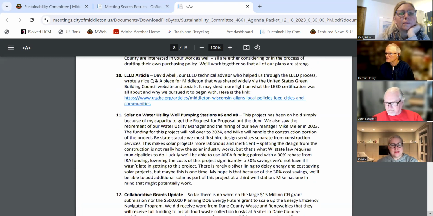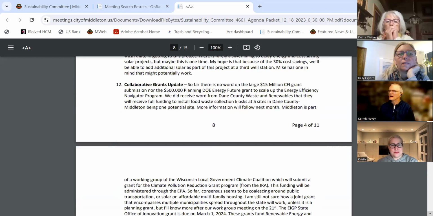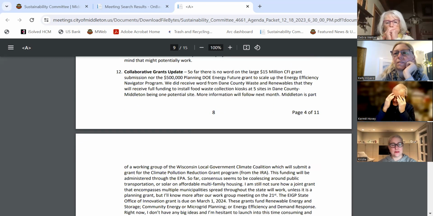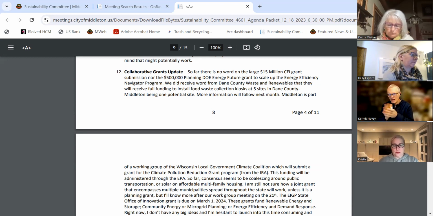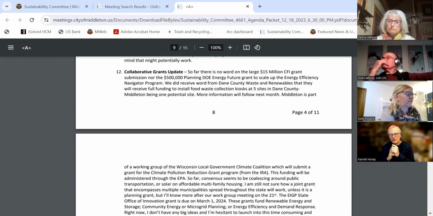Anyways, item 12, something caught my eye there. I think this is more about the OEI planning grants. You mentioned a bunch of different grants, and I'm wondering, Kelly, whether you were able to put in a referral or a plug with the school board or the school staff about their participation in that.